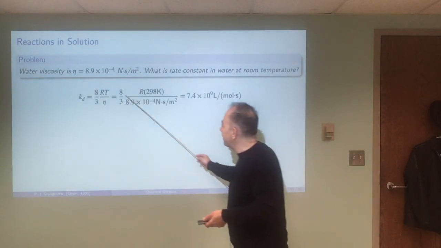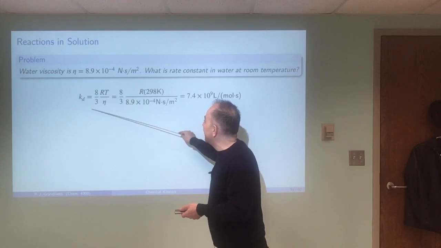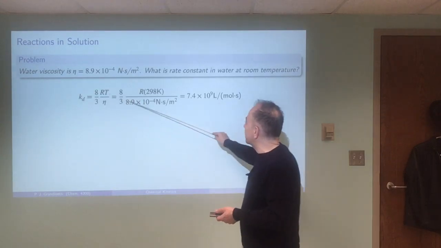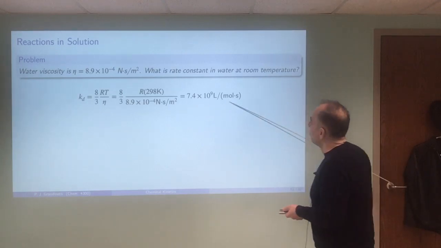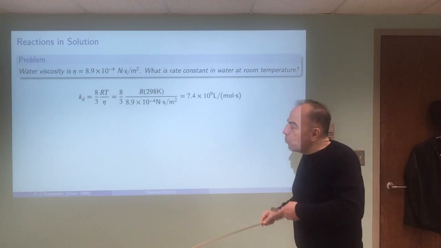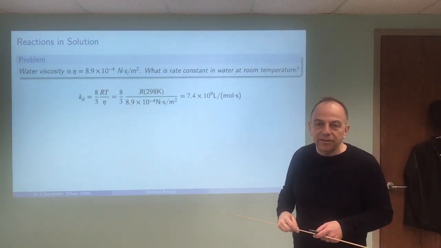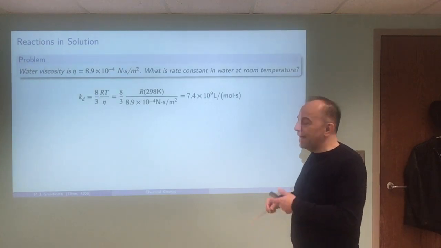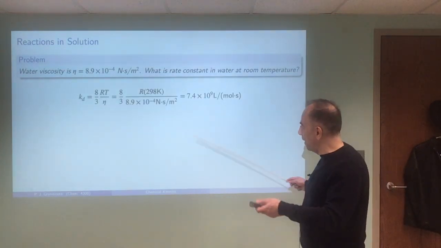If it's diffusion limited, then the rate constant is going to be determined by this Kd, and it's going to be given by that expression. We put in 298, we put in the viscosity down here, and we get this for the rate constant. And it's that simple. So we expect reactions in solution to be primarily governed by the diffusion coefficients, and that's going to be mainly dominated by the viscosity of the solvent.